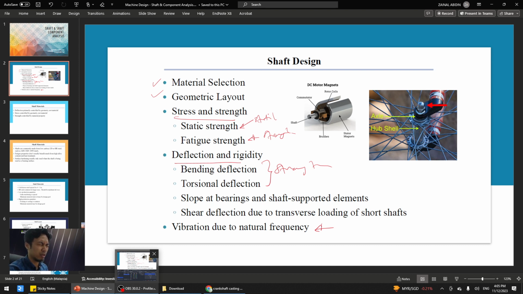For example, an aeroplane or a bicycle. A bicycle is not that critical, but for an airplane, if you design a component that is close to the natural frequency of the component itself, it will break by itself when used at its natural frequency. Do you understand? For example, I have a bicycle with a shaft inside the shell. Then I operate the bicycle at a certain frequency.